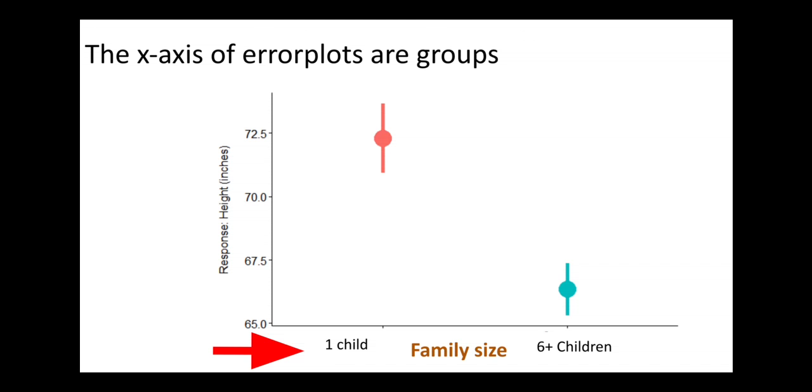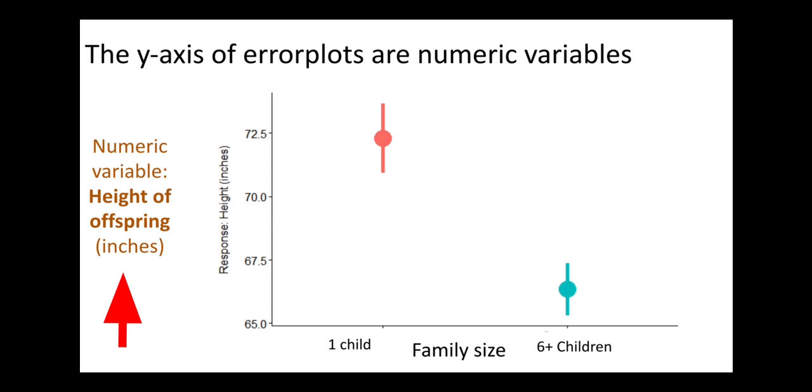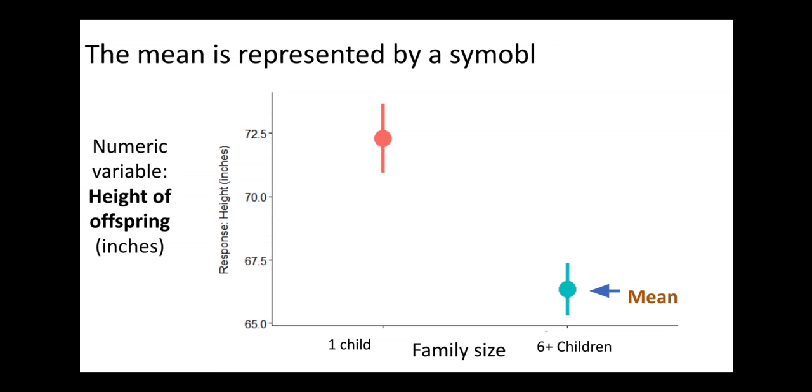When we look at an error plot, the x-axis shows discrete groups. In this case, it's 2 different types of families, 1 child or 6 or more children. The y-axis is a numeric variable, some sort of variable measured with precision using an instrument, in this case, Galton's rulers. The mean is almost always what is shown in these plots, not the median. If the median is shown on a plot like this, then there better be a note, big and easy to see, that it's not the mean, it's something else.